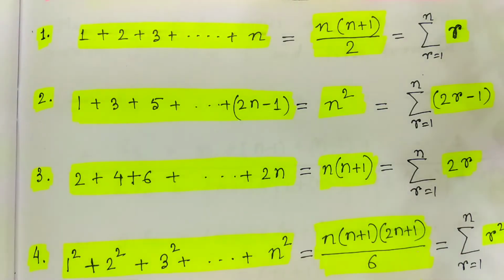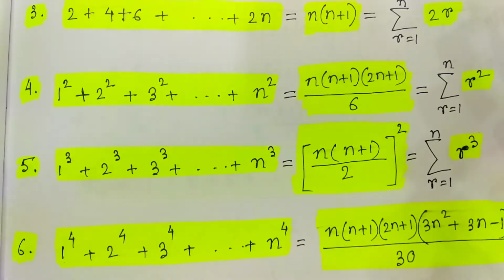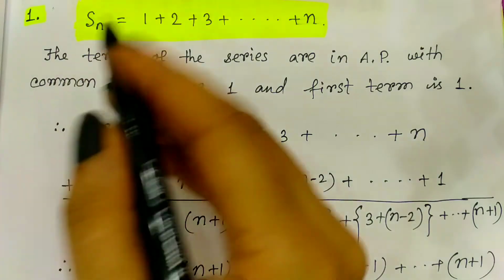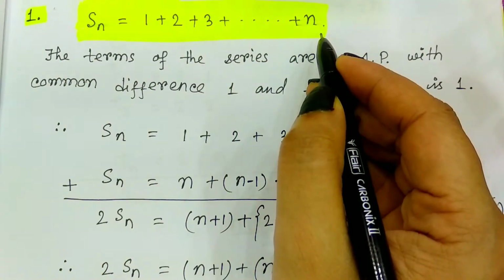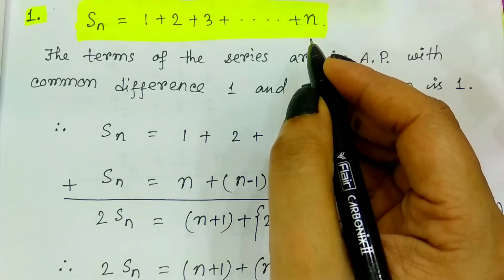So how to get all those summations Sn, that we are going to prove here. If we consider the first one, that is Sn is equal to 1 plus 2 plus 3, in this way up to n. We know the formula for this one is n into n plus 1 by 2. But how will we get this one?